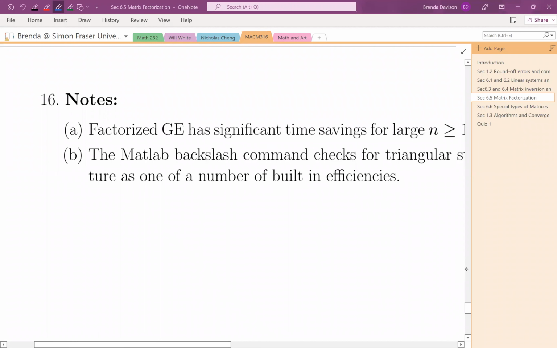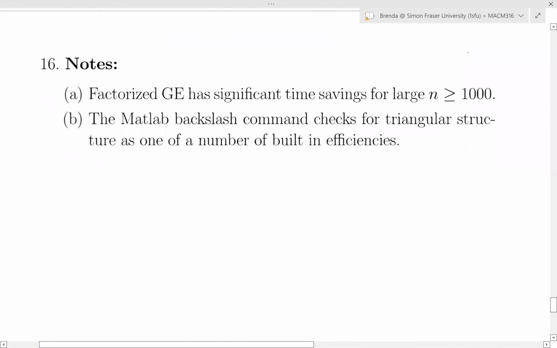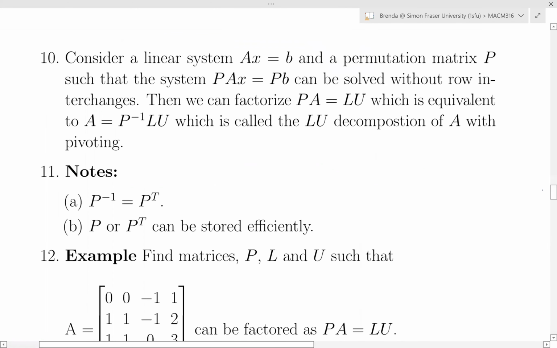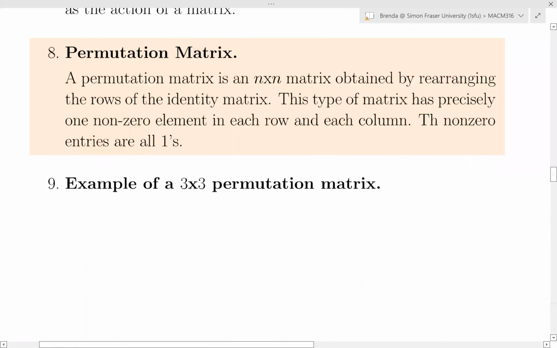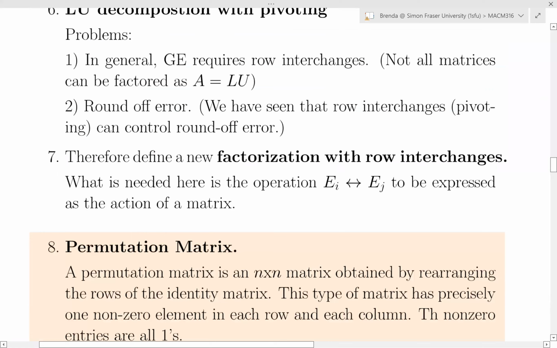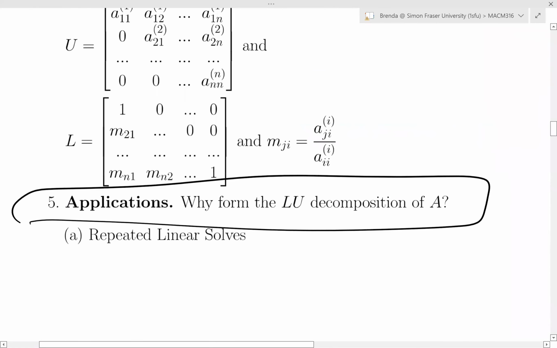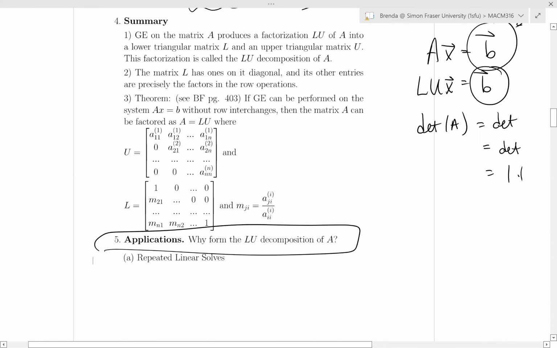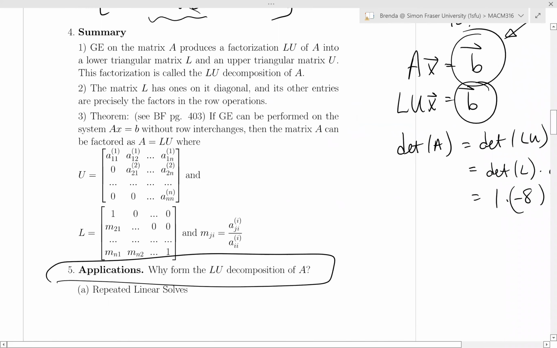All right, let's get started here. Okay, guys.